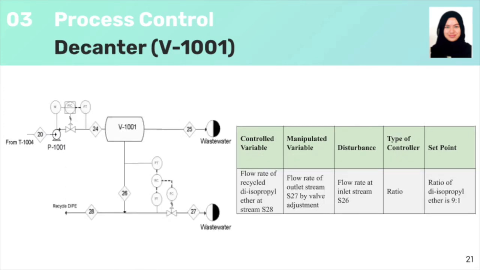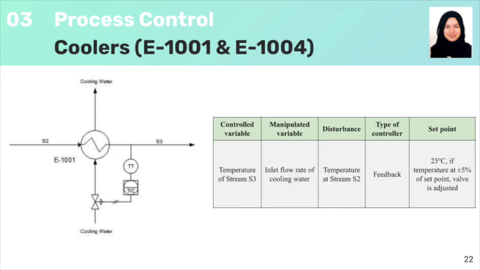A gravitational decanter is used to separate diisopropyl ether from water, hence no process control is installed. The water will be further treated as wastewater, while the diisopropyl ether will be recycled back with a ratio of 9:1. A ratio controller is installed to ensure only a fraction of diisopropyl ether is recycled and the other fraction is treated as wastewater. For coolers, a temperature controller is installed to achieve the desired temperature at outlet stream S3.